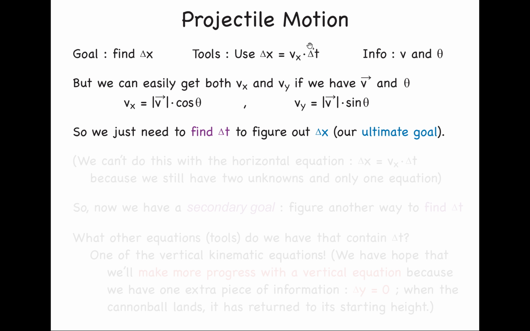So looking at this equation, if I have Vx and my ultimate goal is to get delta x, then all I need is the duration, delta t. We just need to find delta t and we are golden. We can figure out delta x and we're done.